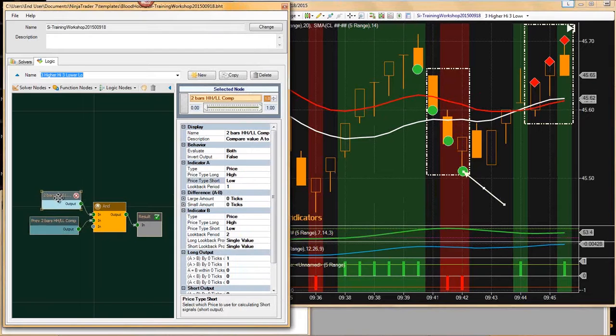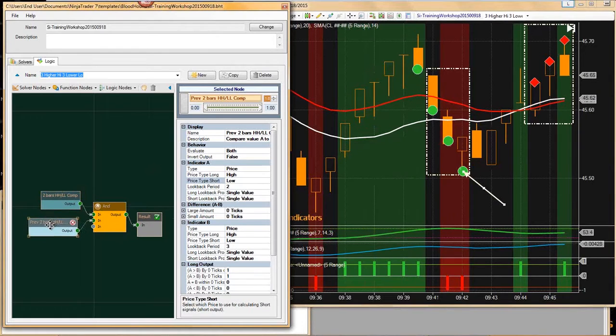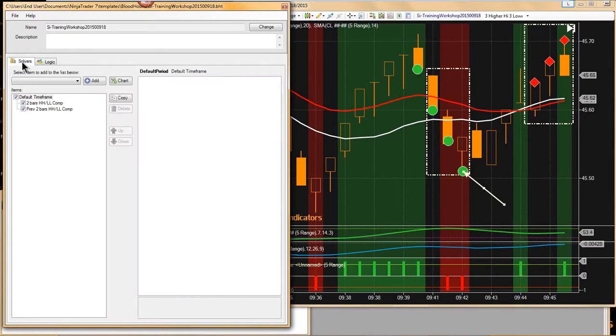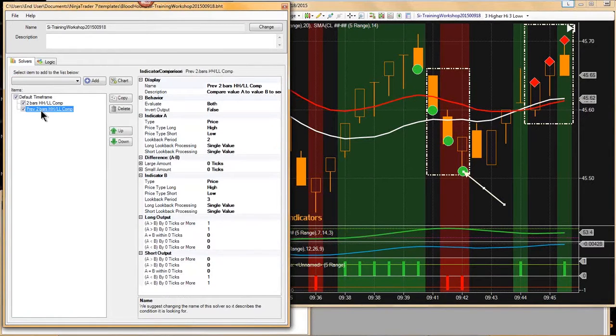So, if you want to require, say, 4 lower lows or 4 higher highs in a row, all we had to do is just add another comparison solver and just keep incrementing the look back. Right? So I can take a shortcut here. I can copy this, just increment that to 3, increment that to 4, and I probably should name this something different.